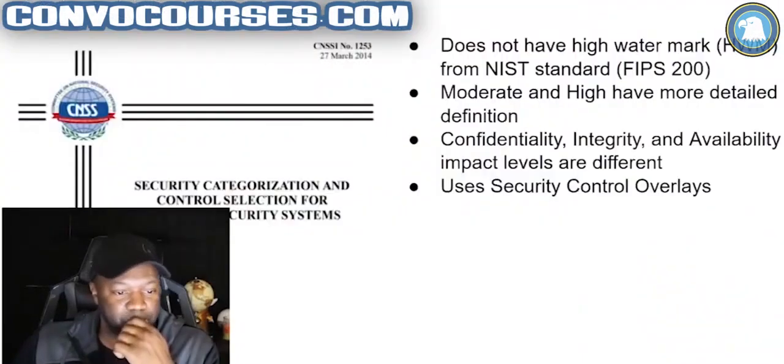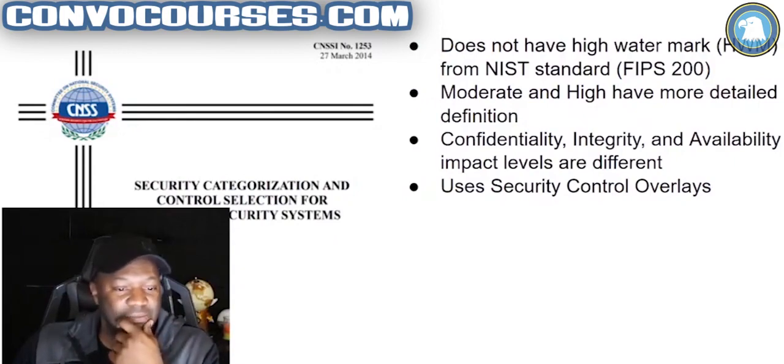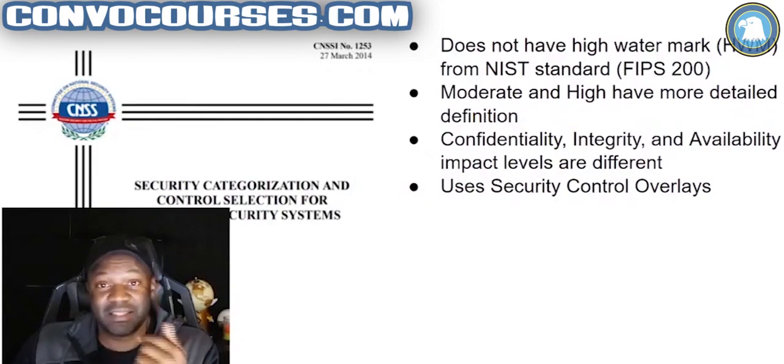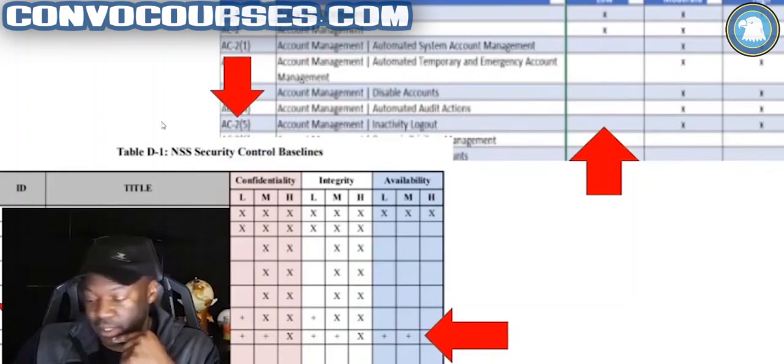Okay, so here are some things that set a national security system apart, and what you do differently with these systems. Number one is that it doesn't follow the high watermark system that NIST does, and I can explain what I mean by that. So high watermark is, if I could describe this, right here. Let me see if you can see that.